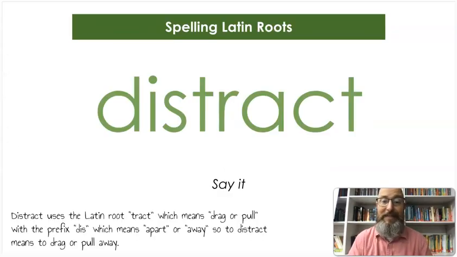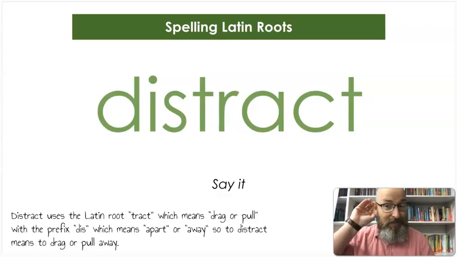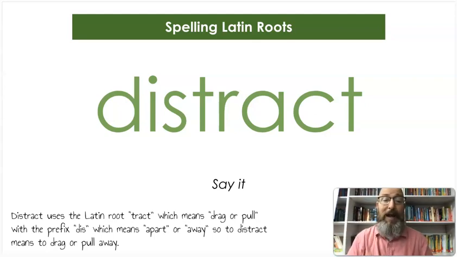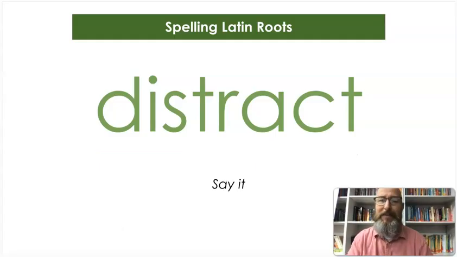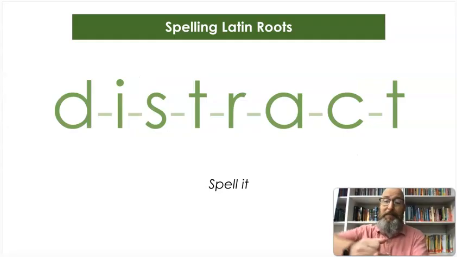Our first word is distract. Say distract. Distract uses the Latin root tract, which means drag or pull, with the prefix dis, which means apart or away. So, to distract means to drag or pull away, usually your attention. Let's count the syllables. Distract. Distract. Let's spell it.